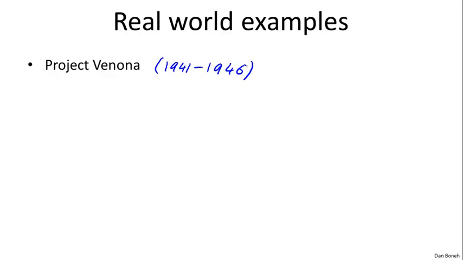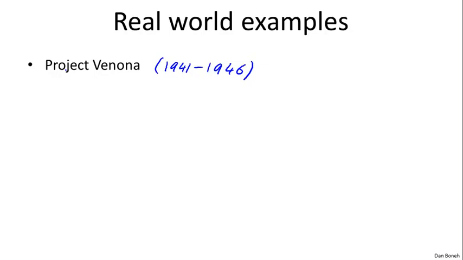US intelligence was able to intercept these ciphertexts that were encrypted using the same pad applied to different messages. Over a period of several years, they were able to decrypt something like 3,000 plaintexts just by intercepting these ciphertexts. The project is called Project Venona. It's a fascinating story of cryptanalysis just because the two-time pad is insecure.